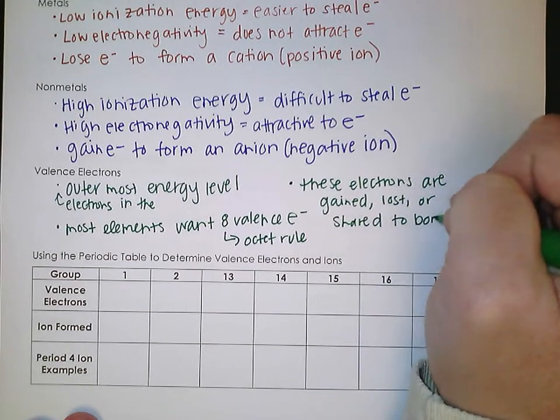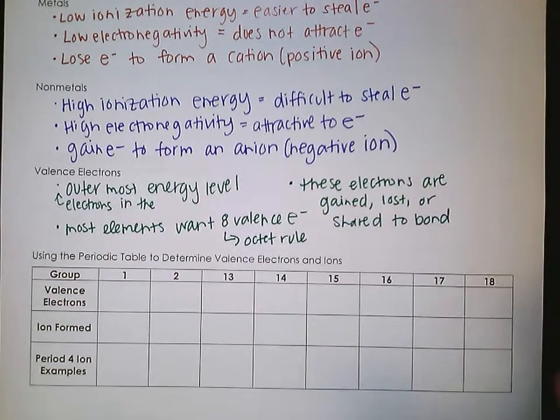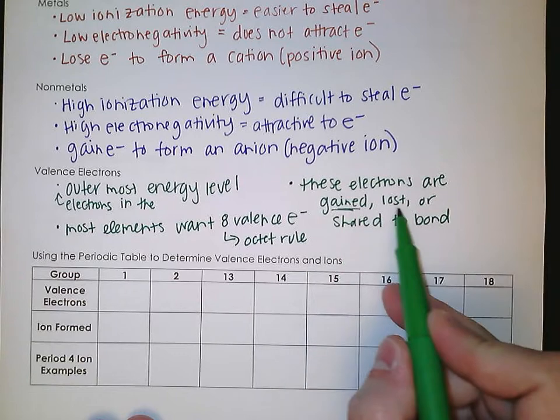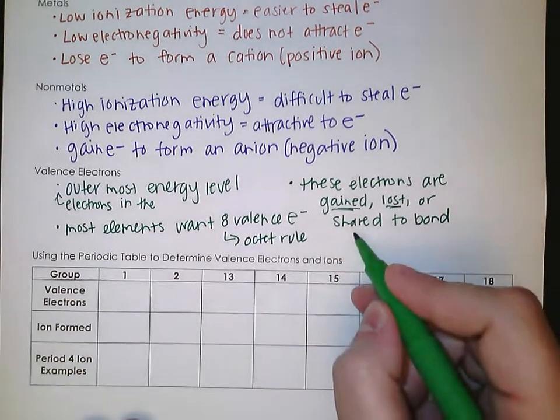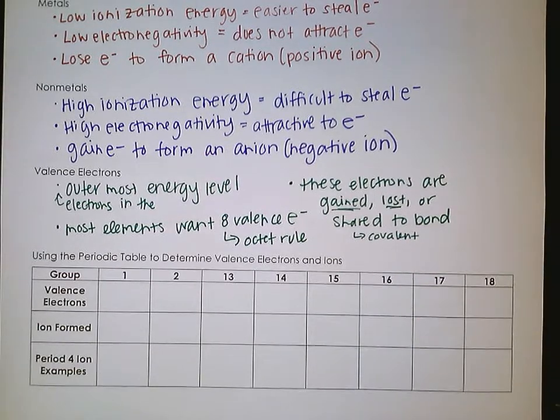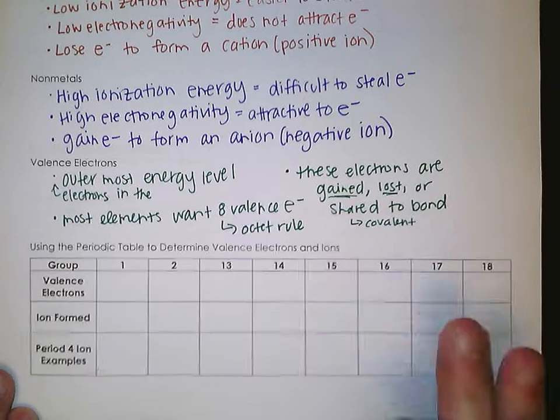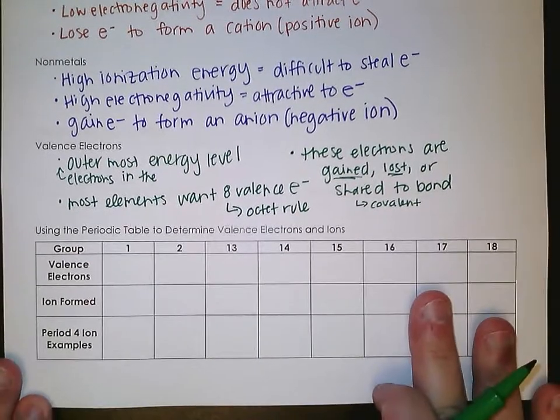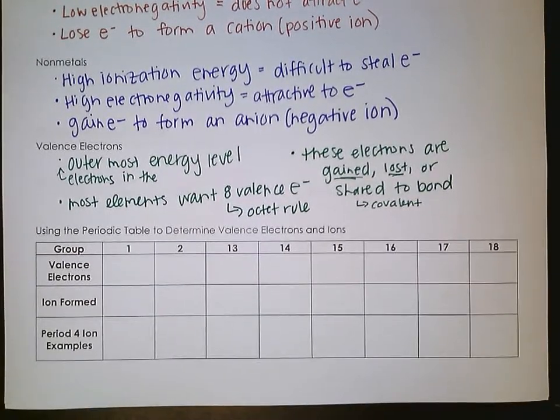To bond. So for this first part, we're mainly going to be talking about the gained and the lost part. Shared is going to be in our covalent section. Okay, so that's what we're going to be looking at there. Now, I know y'all are so excited because you've seen tons of these. And guess what? I told you they were going to be back, and it's back.